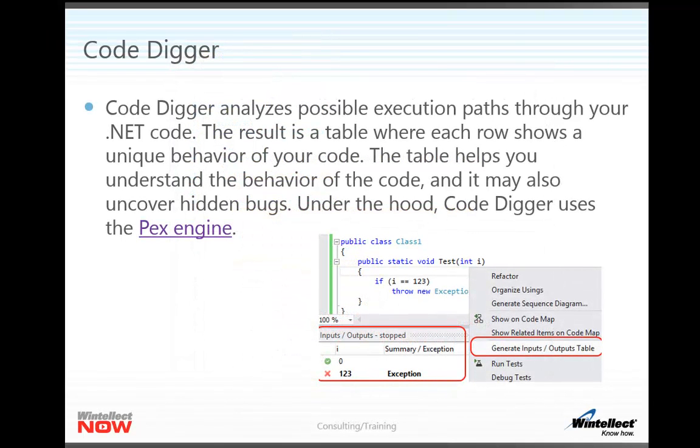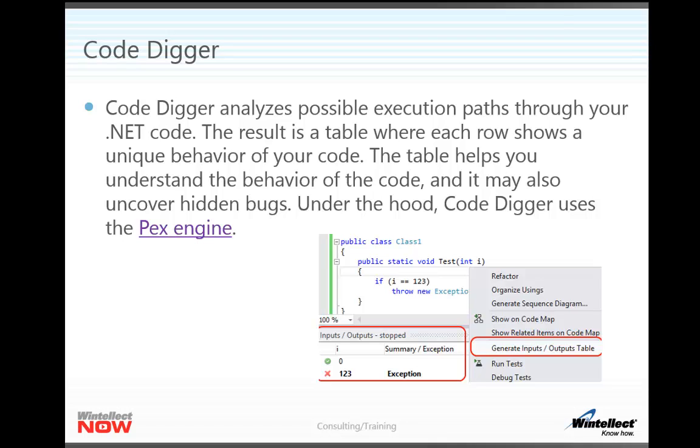Through the new context menu item, Generate Inputs Outputs table in the Visual Studio Editor, you can invoke CodeDigger to analyze your code. CodeDigger computes and displays input-output pairs. CodeDigger systematically hunts for bugs, exceptions, and assertion failures. Out of the box, CodeDigger only works on public .NET code that resides in portable class libraries.